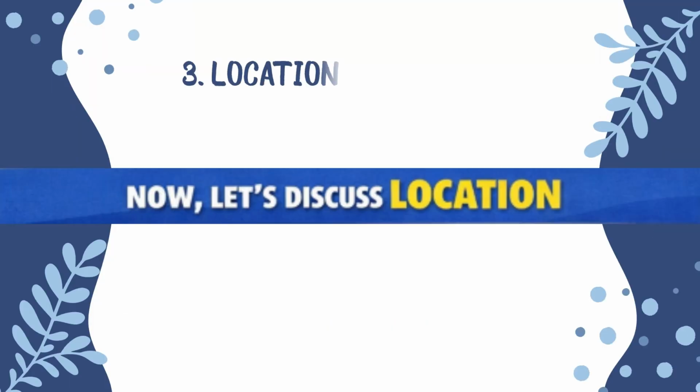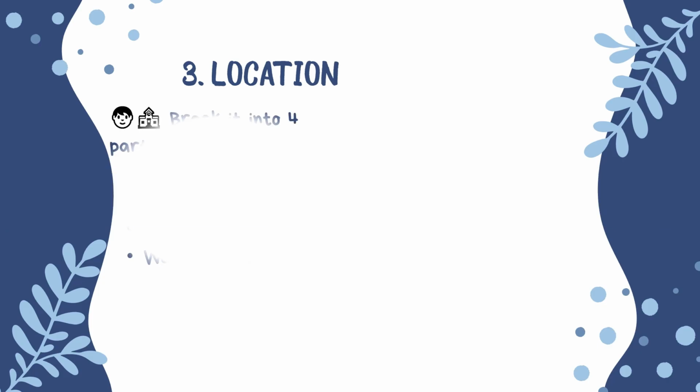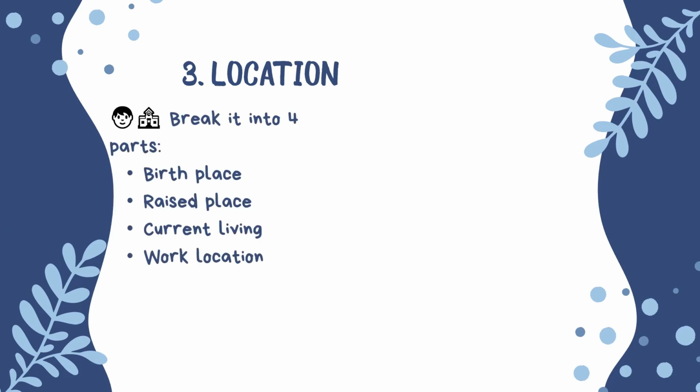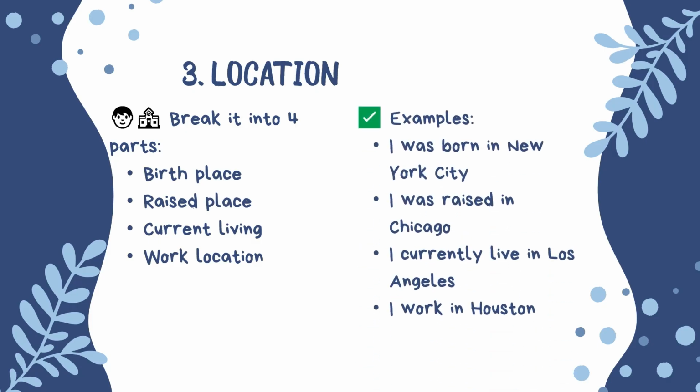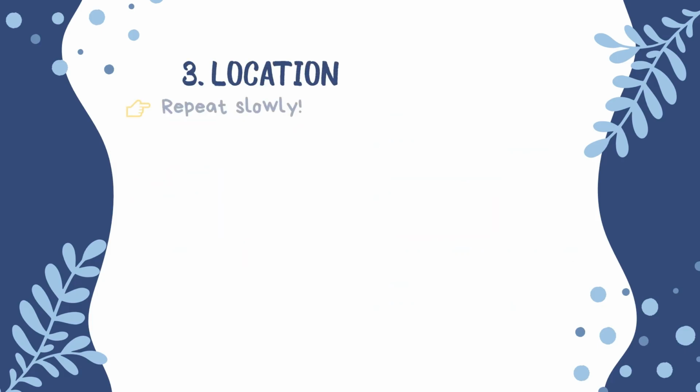Location. Break it into 4 parts: birthplace, raised place, current living, work location. Examples: I was born in New York City. I was raised in Chicago. I currently live in Los Angeles. I work in Houston. Repeat slowly.